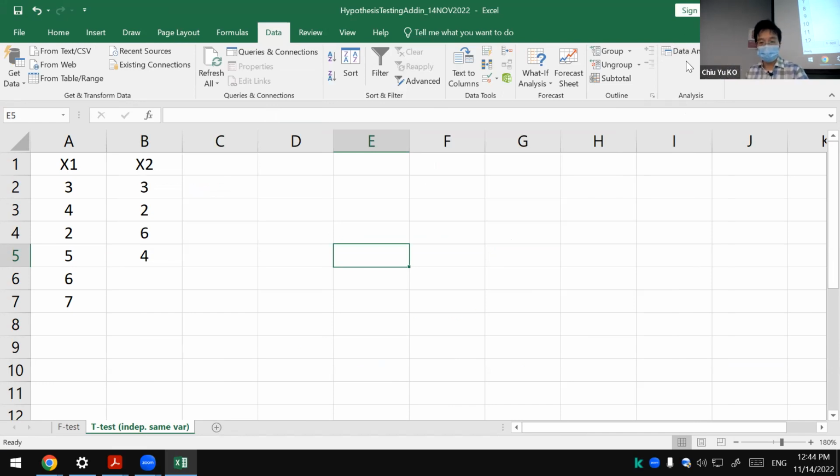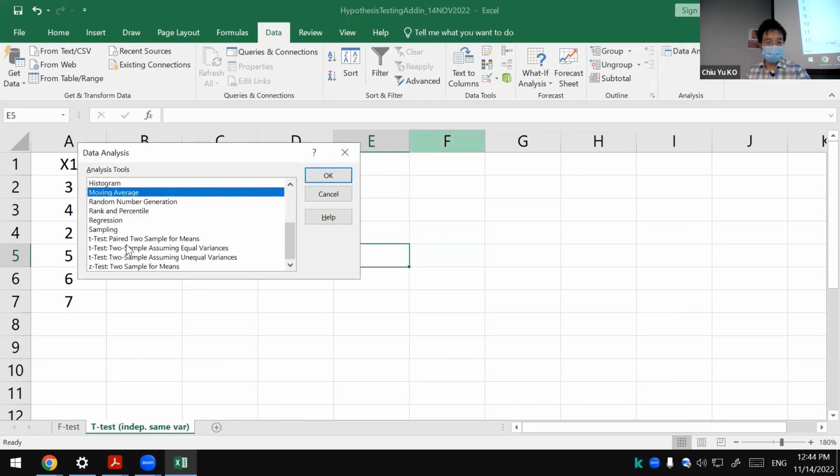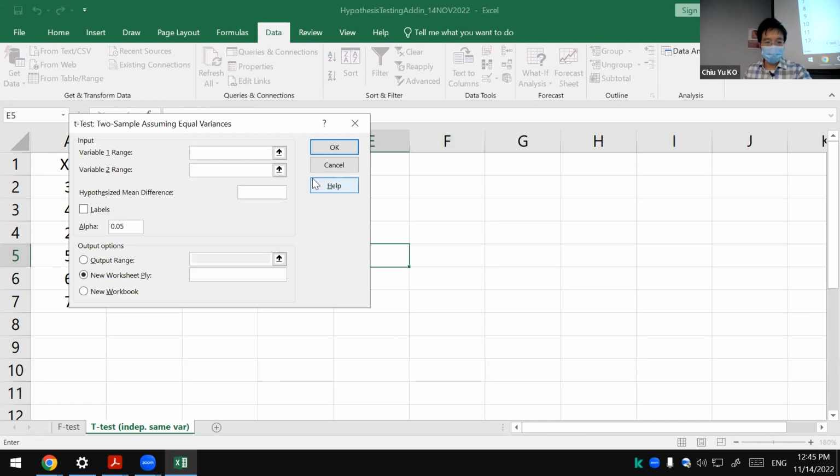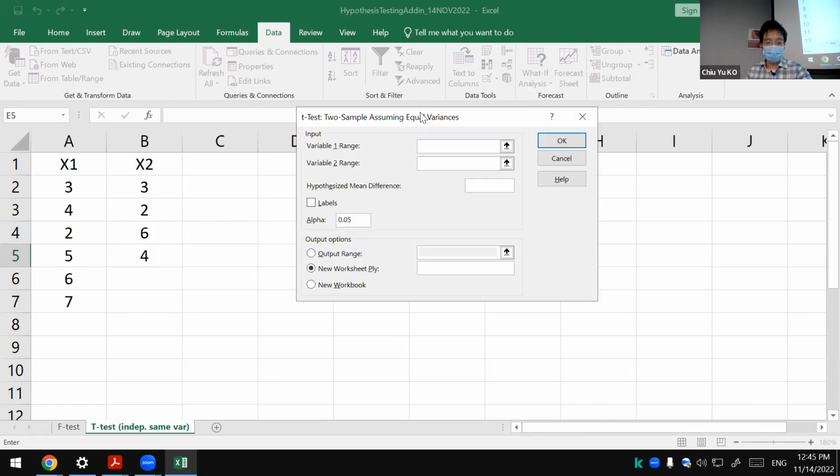So we click Data Analysis, and that has T-tests and also an F-test. So we have three T's and one F. Let's do the two-sample t-test assuming equal variance. I don't know whether you can see, but we go to the very bottom, the first to the last one, and click OK. It's very simple.